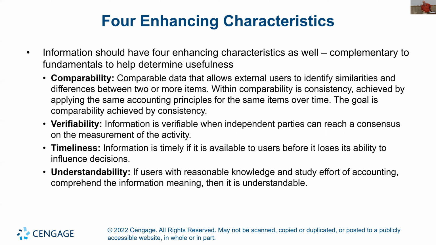The second is verifiability. The information that we put out should be able to be verified by an independent third-party source. Most often that is done through auditing. You hire an outside accounting company to come in and audit your books to make sure that you can verify it. Timeliness.